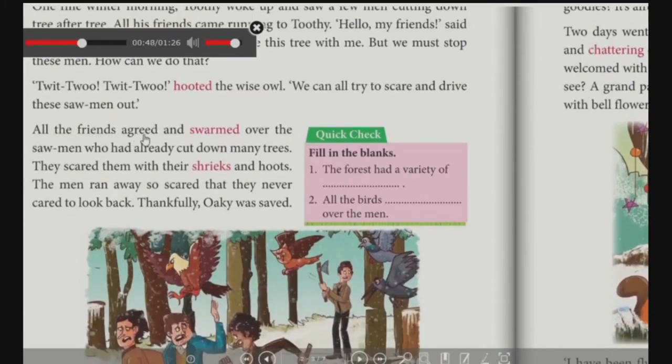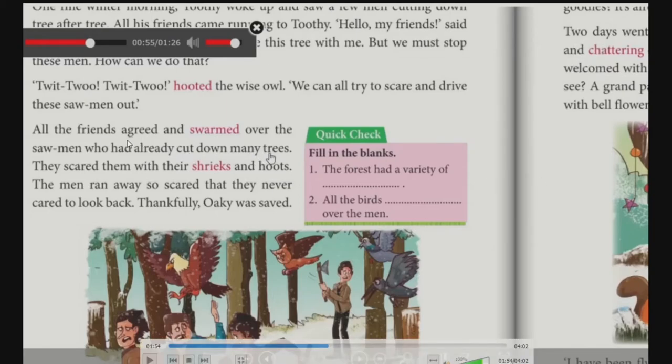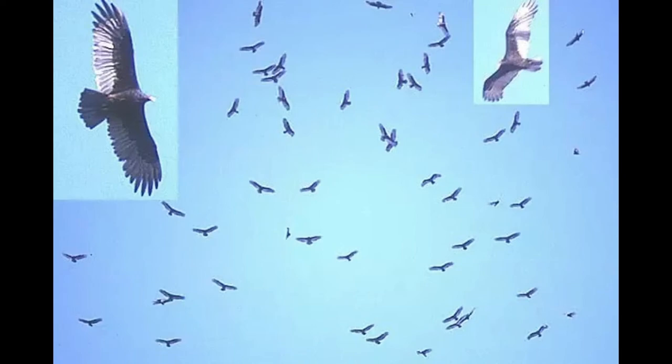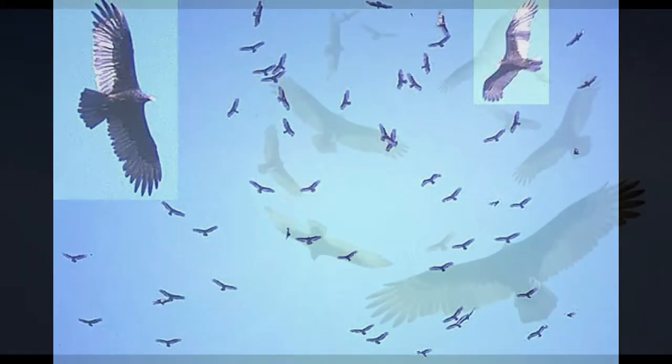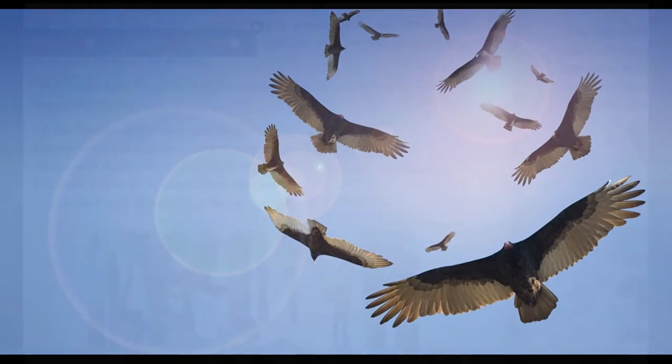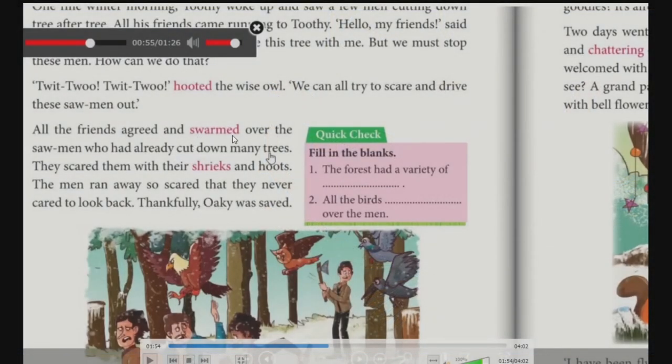All the friends agreed and swarmed over the sawmen, who had already cut down many trees. All the friends agreed. Agreed means all of them said yes, we are ready to do this, and swarmed. You must have noticed in Discovery Channel or National Geographic Channel, the eagles and the vultures, they usually swarm. Swarm means they gather around something. And what that something could be, it could be a dead animal. All these friends agreed and swarmed.